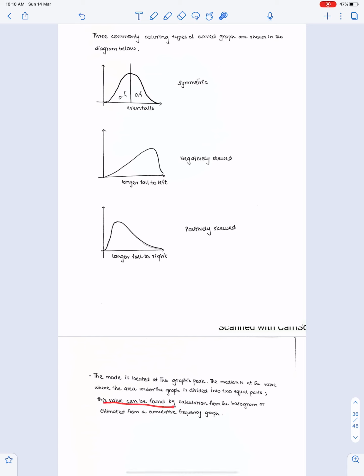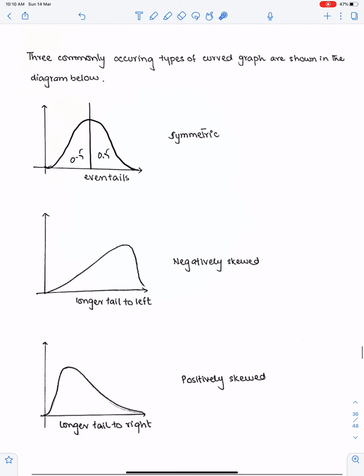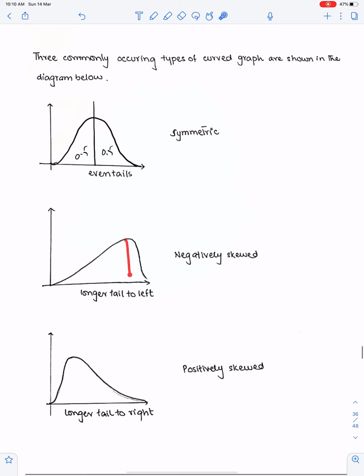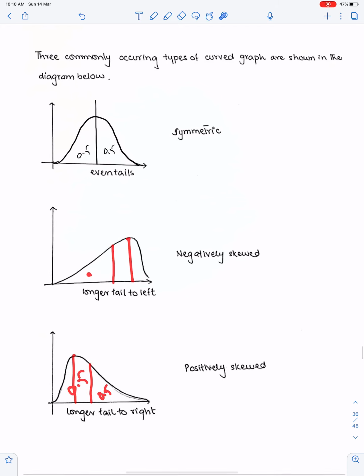This value can be found by calculation from the histogram or estimated. You don't need to calculate the median in a normal distribution, but you just need to learn these diagrams. This is the mode. The median should be here, because this area is 0.5 and this area is 0.5. This is just for your conceptual clarity.